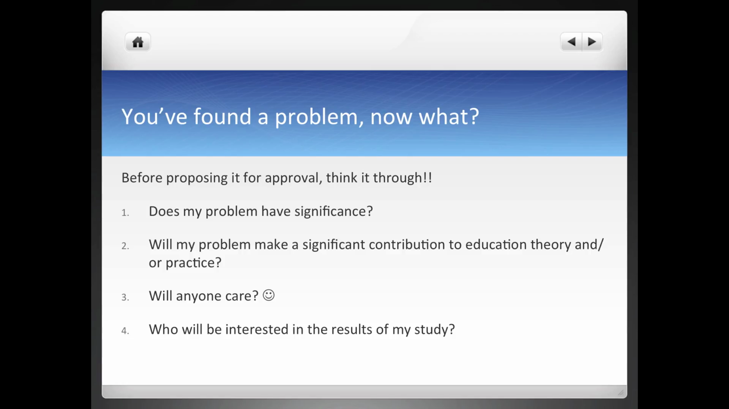Does your problem have significance? Will your problem make a significant contribution to theory and or practice? Will anyone care? Ultimately, you need to care, and you need to get me to buy in and get me to care. But really good research would be something where more than just within the 6996 dynamics, other people will care. Who's going to be interested in the results of your study? These can be questions that I'm going to ultimately ask you.